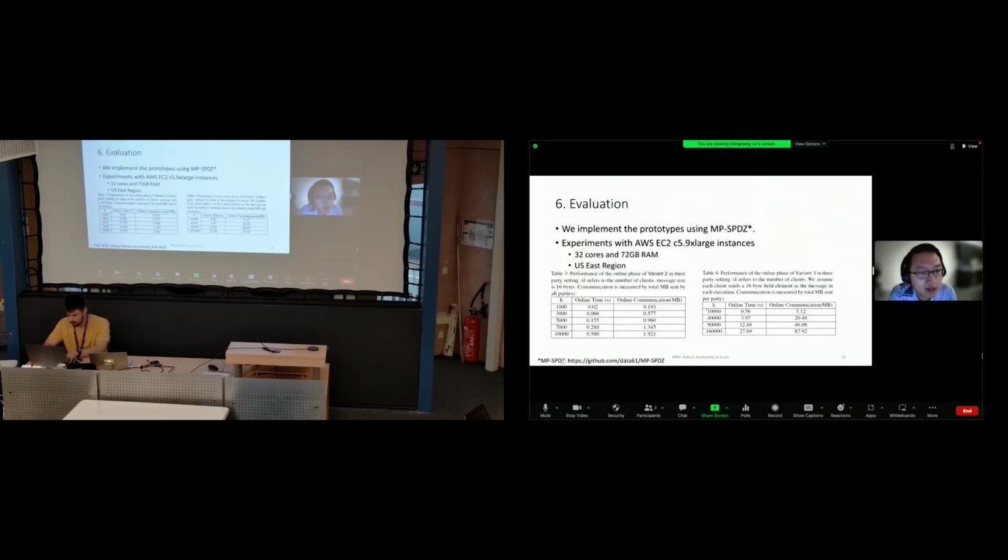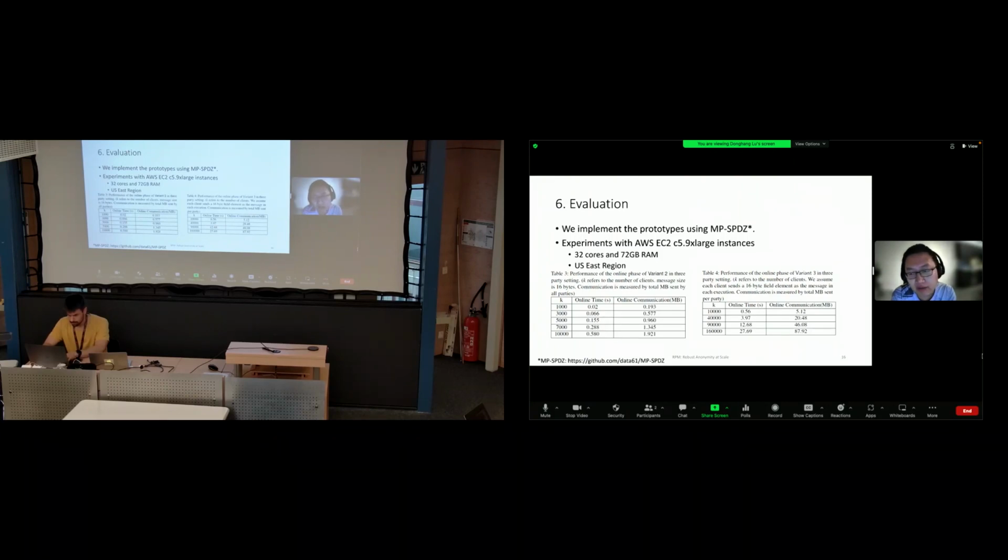Then for evaluation, we implemented the prototypes using MP-SPDZ, and we launched experiments with both the offline phase and the online phase using AWS instances. On the left-hand side, you can see the performance result of our variant 2. Basically, this is good for a small number of messages. It shows we can shuffle, let's say, 10K messages within 0.6 seconds and with 2 megabytes of communication.